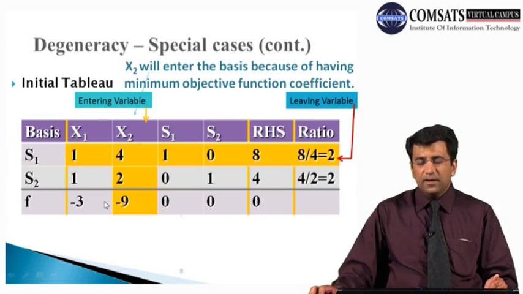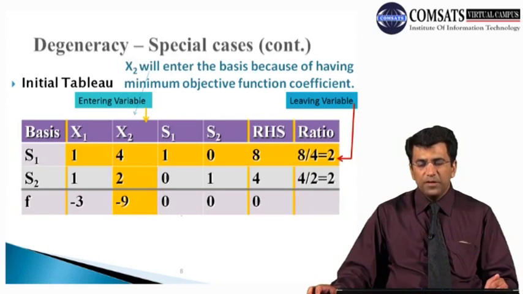So again class, in this table we'll have to identify the condition of optimality. As I told you, in this particular problem we are interested in maximization, so we will check the condition of optimality, that all the coefficients of the objective function should be positive.